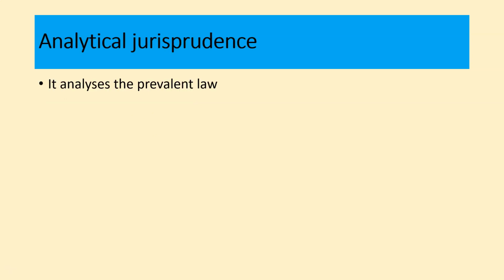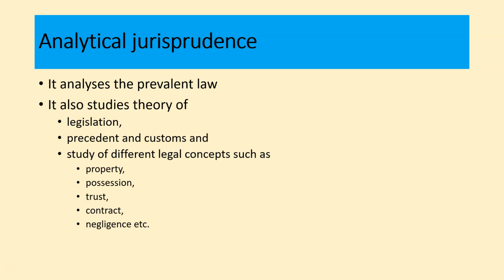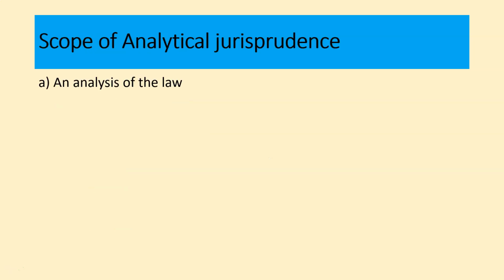Analytical jurisprudence. It analyzes the prevalent law, that is, the principles of law as these exist now. It also studies the theory of legislation, precedent and customs, and the study of different legal concepts such as property, possession, trust, contract, negligence, etc. Scope. It analyzes the basic principles of civil law.